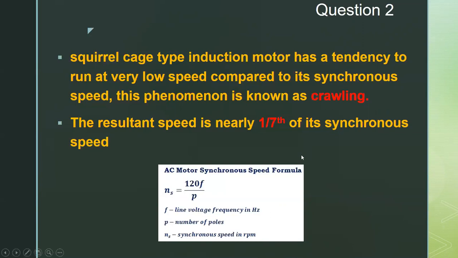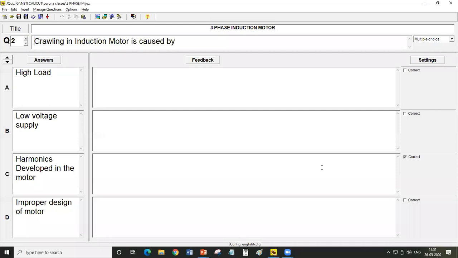Normally the rotor follows the synchronous rotating magnetic field, which rotates at synchronous speed. Sometimes it will follow the harmonic flux speed, and that phenomenon is known as crawling. The reason for crawling is the harmonics developed in the motor.